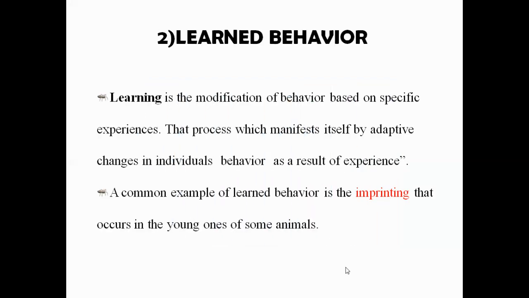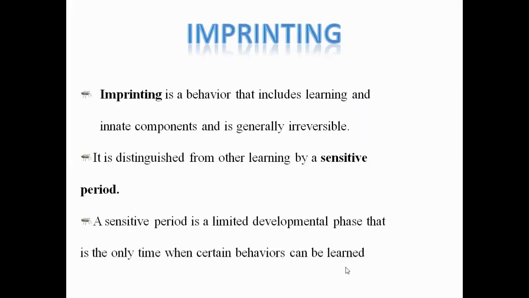Next one, learned behavior. What is learned behavior? Learning is the modification of behavior based on specific experience, a process which manifests itself by adaptive changes in an individual's behavior as a result of experience. A common example of learned behavior is the imprinting that occurs in the young ones of some animals. So, what is imprinting? Imprinting is a behavior that includes learning and innate components and is generally irreversible.